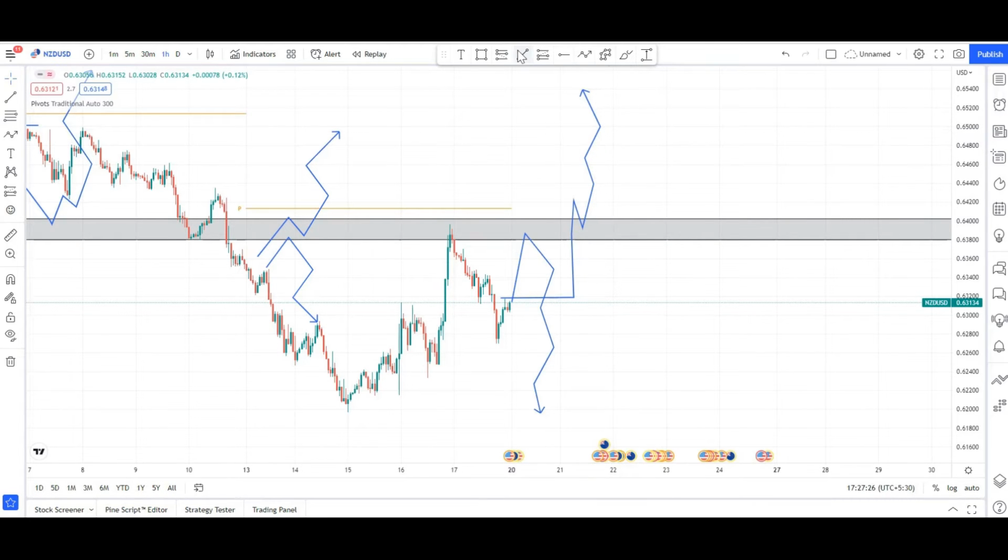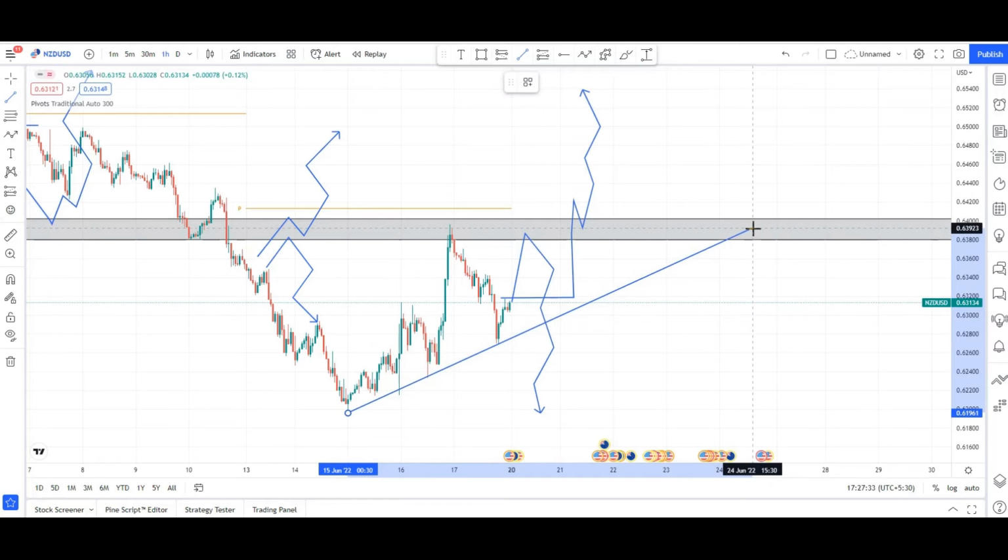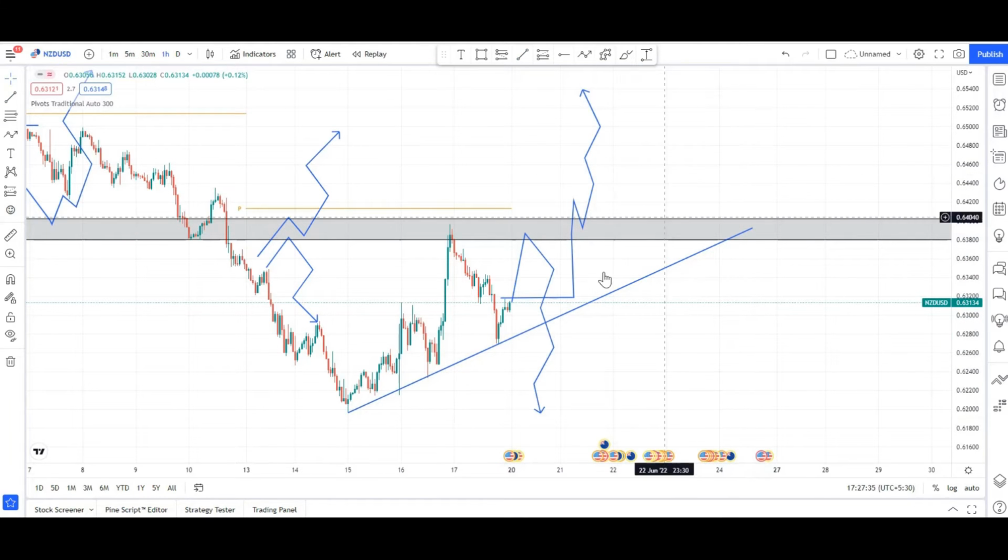Here is also one of the trend lines I am talking about, so I will just draw it for you. You can see, like this, a trend line is forming. If it once again comes and takes support here and goes upside, you can go for upside momentum too.